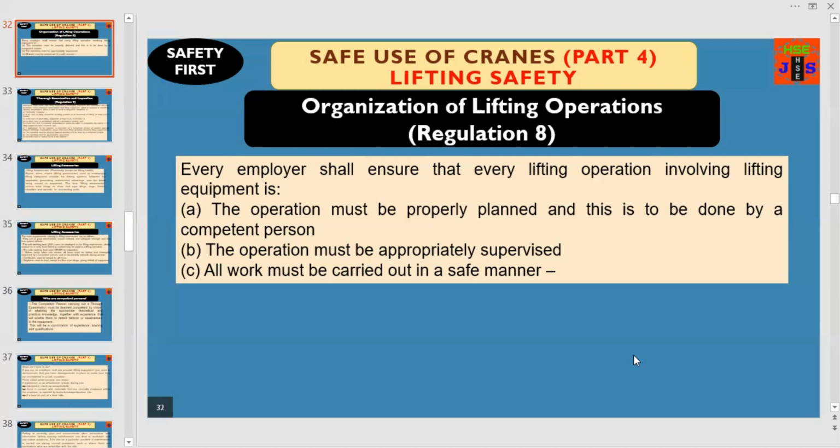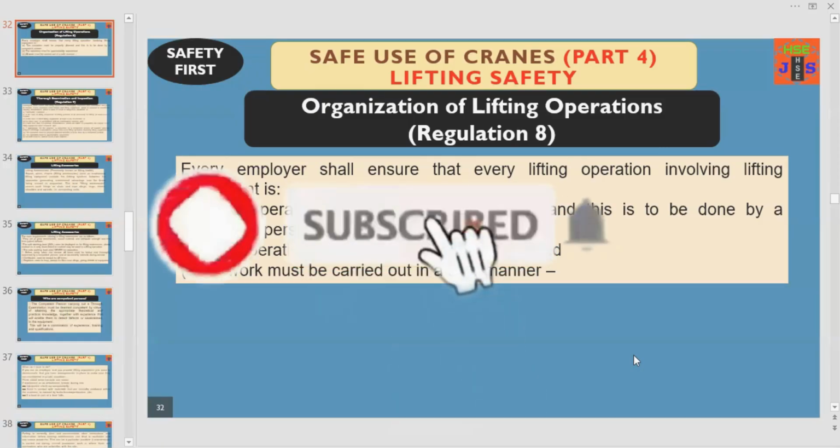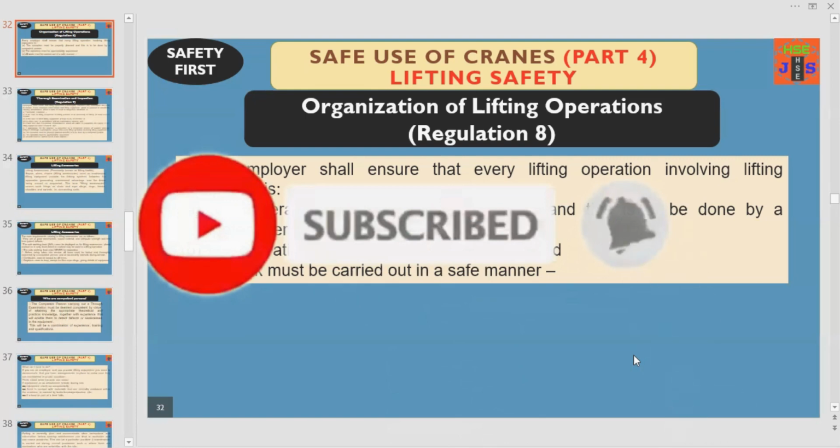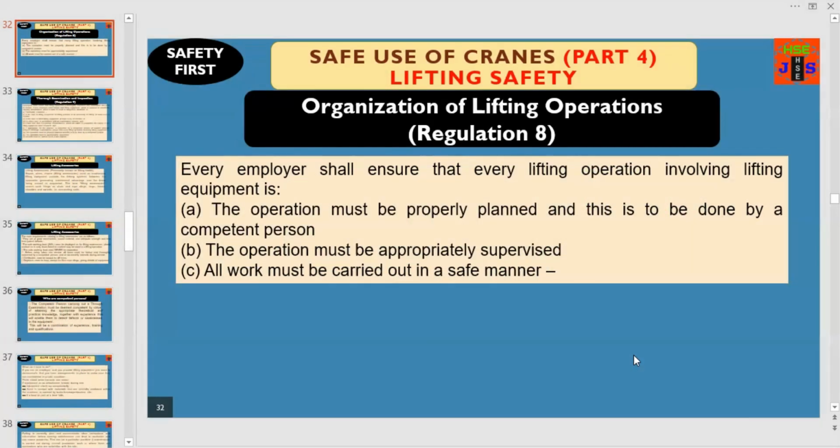The lifting operation must be planned and should be supervised by a competent person, and all lifting operations must be carried out in a safe manner. You can easily give them the reference of regulation 8 that is related to power.